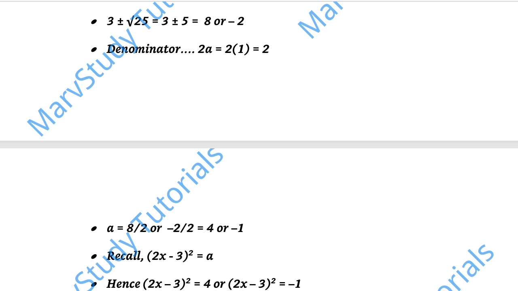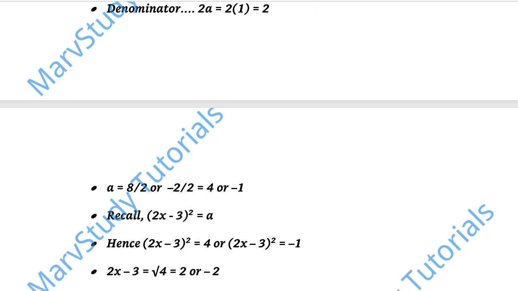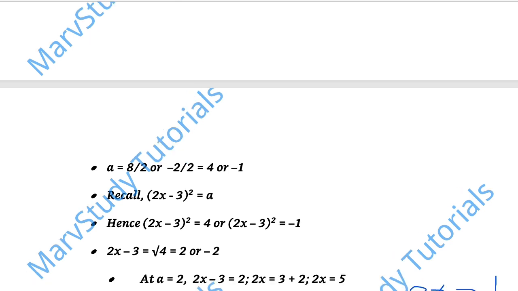And if you take the square root of (2x - 3) all squared, we're going to be left with 2x - 3. And then if you take the square root of 4, it's either 2 or -2. Those are two possible values. So at a equal to 2, remember, (2x - 3) all squared is equal to a. So 2x - 3 is equal to 2, yeah?